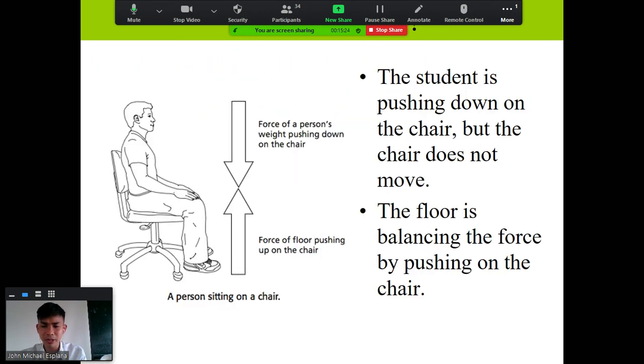Sa una, medyo malilito pa kayo. So, bakit kaya ganun? Bakit kaya may force na pataas? But later, malalaman nyo rin kung bakit.